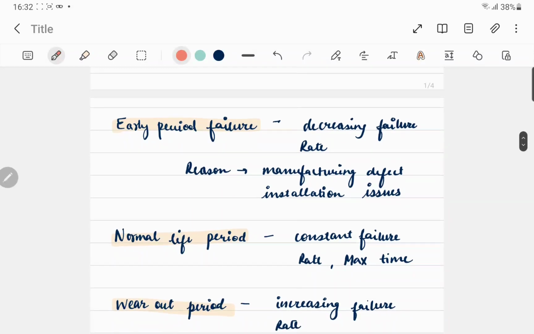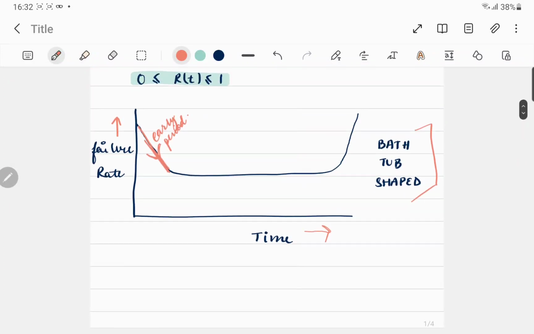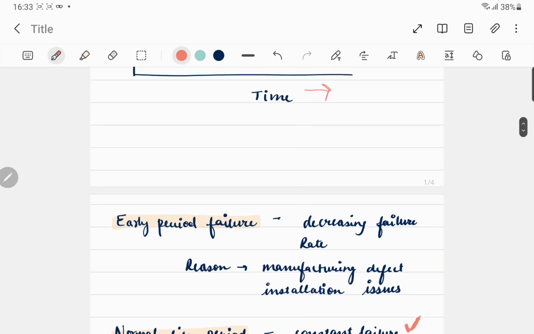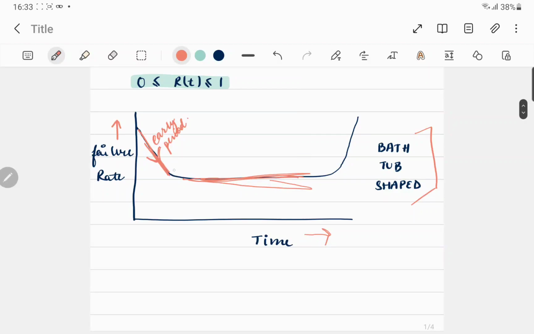The next is the normal life period. So this is your normal life period. In this we have a constant failure rate. Any machine spends its maximum time in the normal life period, because if you see, the area range is the maximum. So this is where the machine spends the maximum time in the normal life.